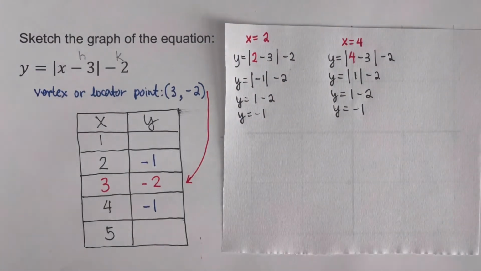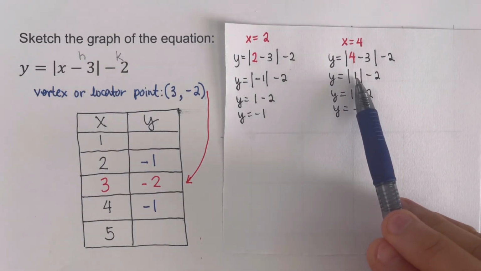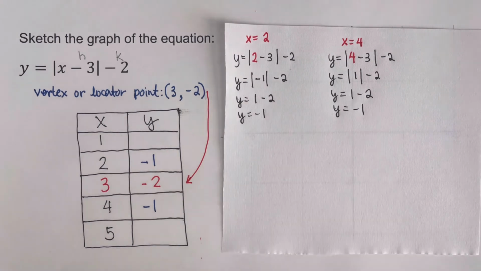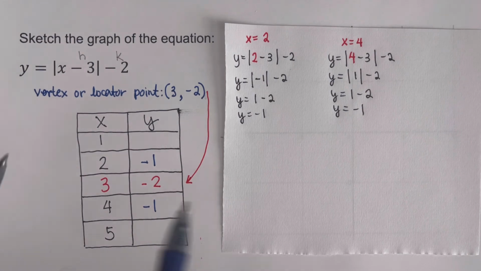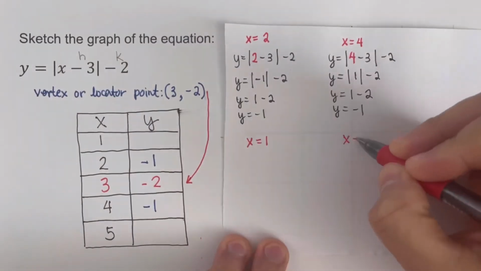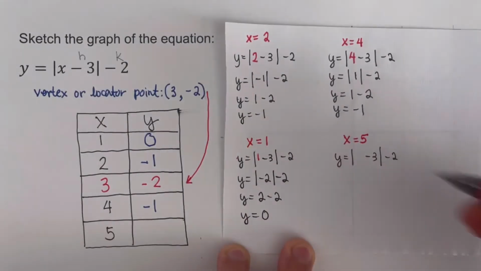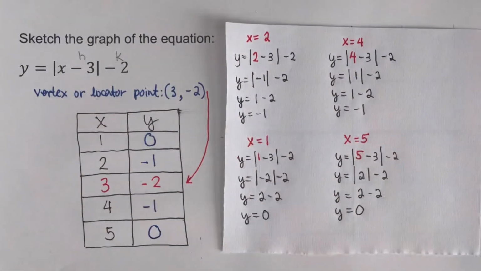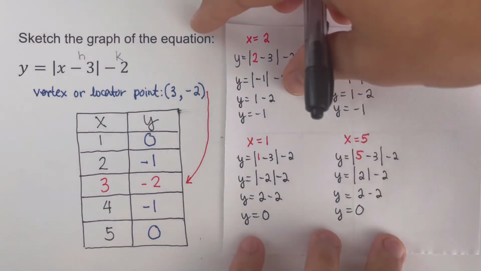Now let's show the work when x is 4 on the side here. So the value of y when x is 4 is negative 1, because we have 4 minus 3 is 1. The absolute value of 1 is 1. 1 minus 2 is negative 1. Now I'm going to show the rest of the work when x is 1 and when x is 5 on the side down here. So our value of y when x is 1 is 0 and when x is 5 it's 0. So we have completed the table of values.